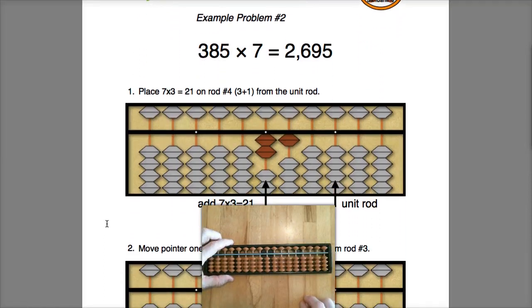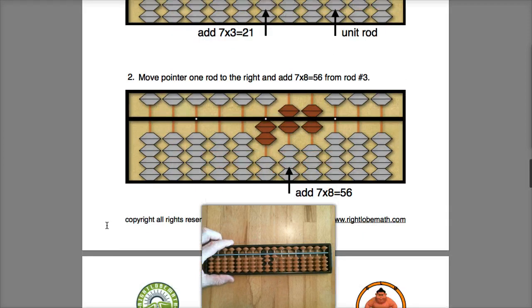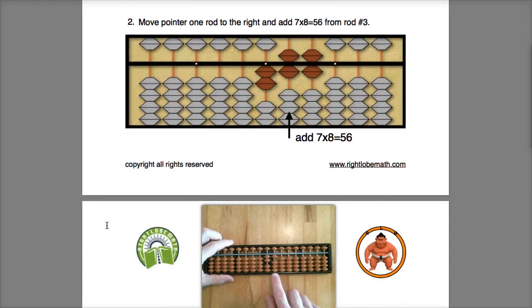Let's go ahead and take a look at a second problem. Here we have 385 times 7. So again, I will count off 4, 1, 2, 3, 4 to find my starting rod. And I'm going to multiply 7 times 3, which is 21. Okay, now I'm going to move 1 rod to the right, and I'm going to multiply 7 times 8. 7 times 8 is 56.